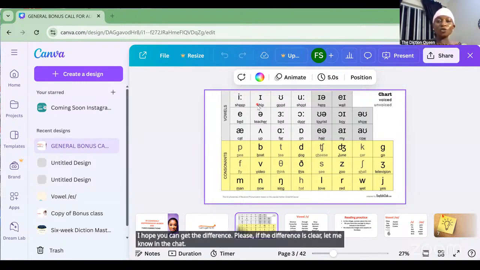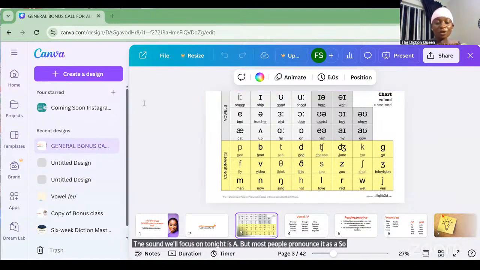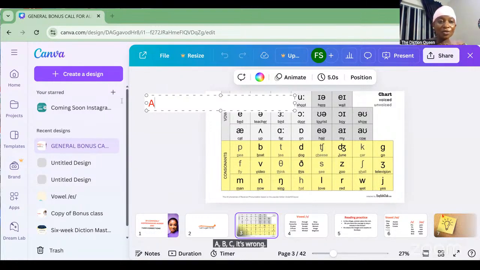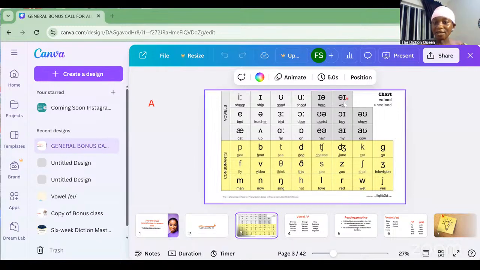The sound we'll focus on tonight is the one most people mispronounce. An average Nigerian or an average Ghanaian will see this letter and say A, B, C. It's wrong. This letter right here is rightly pronounced with the relaxed open sound.